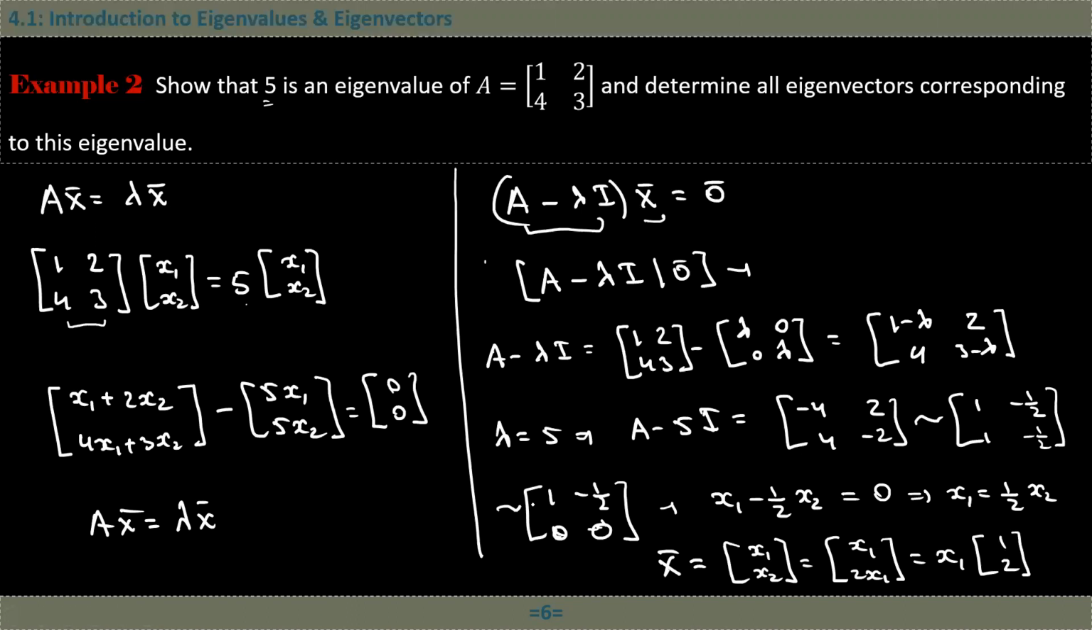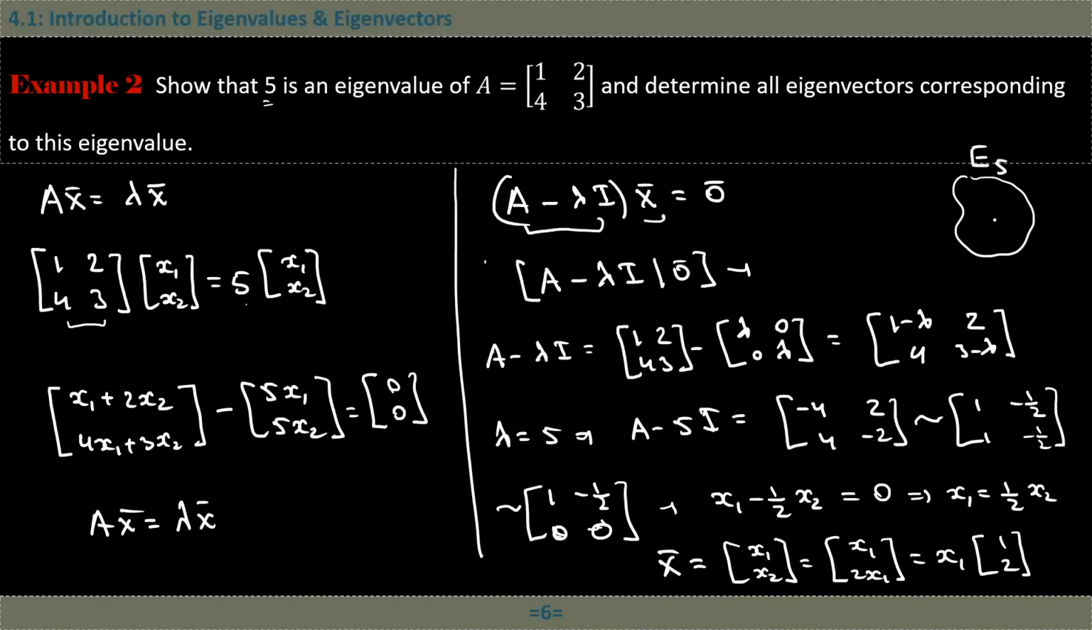Okay. So now, what is x1? x1 is anything, right? It can be any real number. So now, if you get any vector from this space, you call this the eigenspace corresponding to this eigenvalue. What is our eigenvalue? It is 5, right?